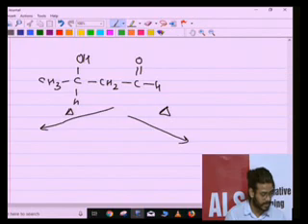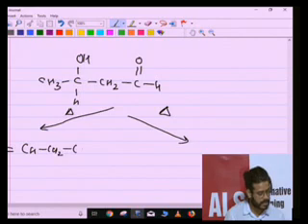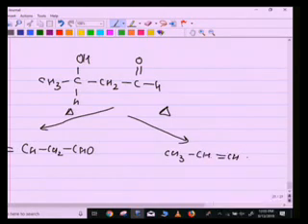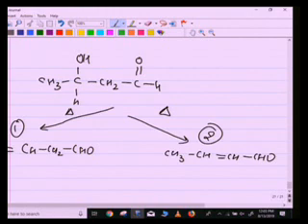First, CH2 double bond CH CH2 CHO will be formed, and in the other case CH3 CH double bond CH CHO will be formed. If I consider this compound 1 and this one compound 2, what I am saying is that compound 2 is more stable than 1. And why is it so?